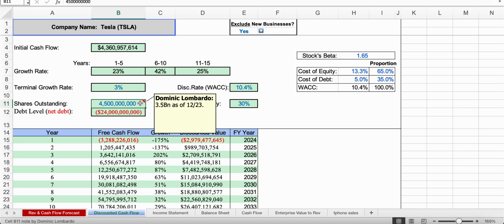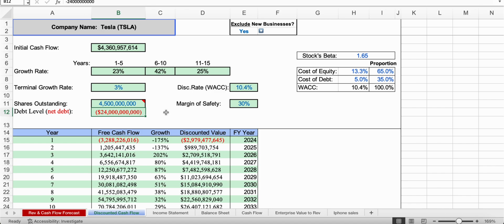This is just more, what is it called? SBOS, stock compensation for Elon Musk, basically. I'm being more conservative. So here, maybe I'm too conservative. Maybe I should just make it 4 billion. But the point is, you're supposed to put today's shares outstanding. If you like, you can make it a little higher.